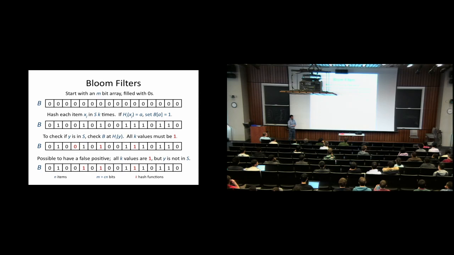So I'm going to hash it k times. There are k different hash functions. So each time I hash it, I'll get a location, right? And I'll just look at those k locations.